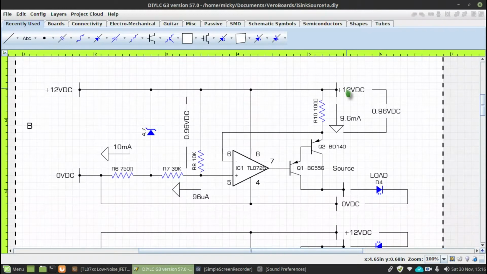Okay, so all that remains for me to do is to implement this diagram in a practical circuit. So that's the next thing I'll do.